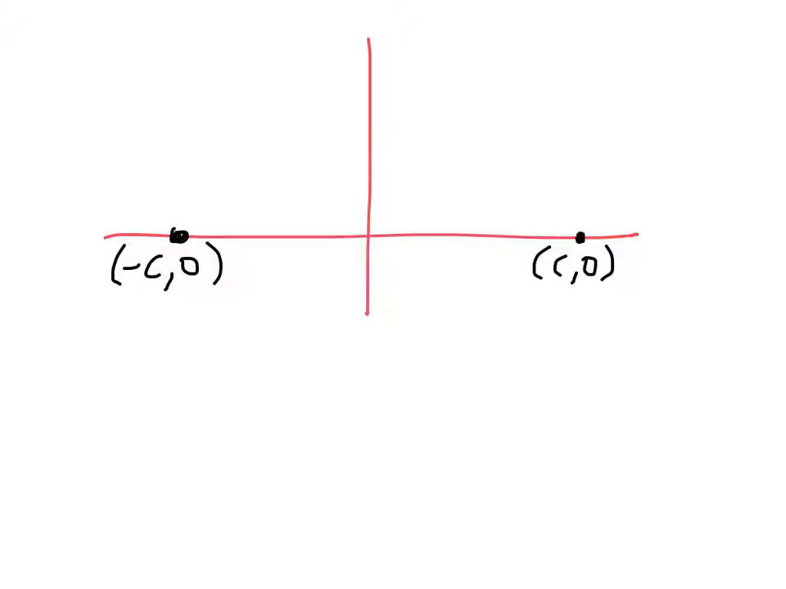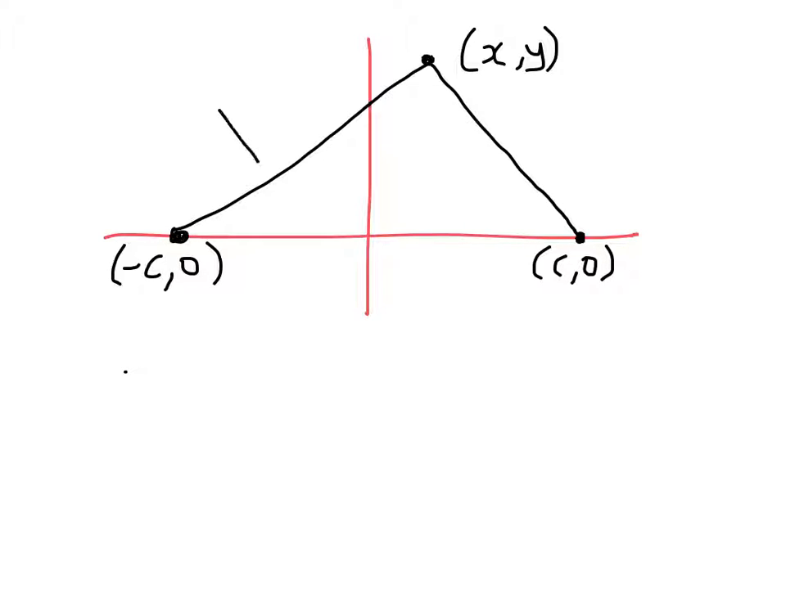Okay, so here are my normal axes. We're going to put the first focus on here, so it's at negative c, 0. Right, and the other one here. Okay, and here's my point here. So, if I want x, y to be on the ellipse, the condition is that the distance here plus the distance here is equal to some constant. So let's have a look at what those two distances are.